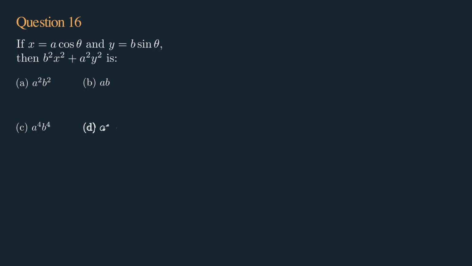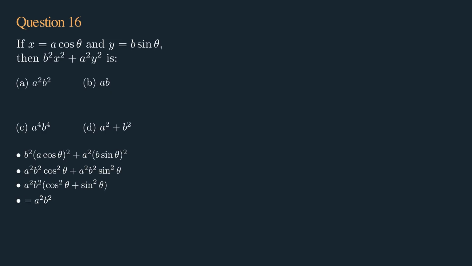Question 16. If x equals a cos theta and y equals b sin theta, find the value of b squared x squared plus a squared y squared. Here are the options. Substitute x and y into the expression. We get a squared b squared cosine squared theta plus a squared b squared sine squared theta. Factoring out a squared b squared, the remaining trigonometric identity sums to 1. The correct option is A, a squared b squared.